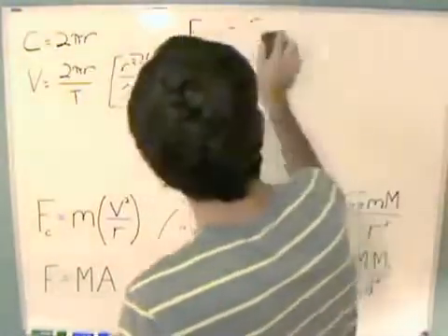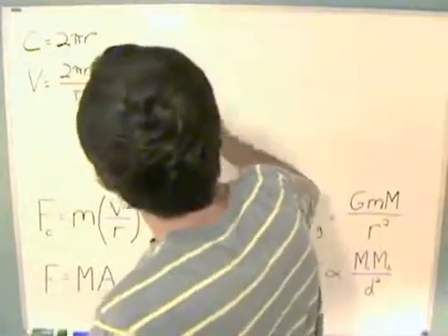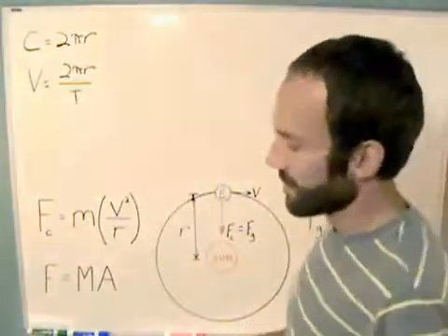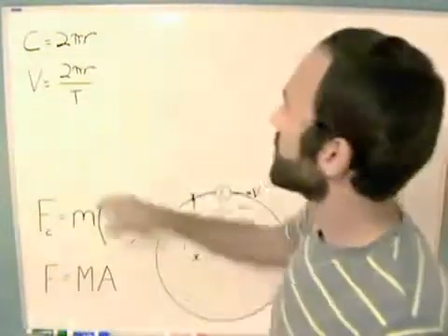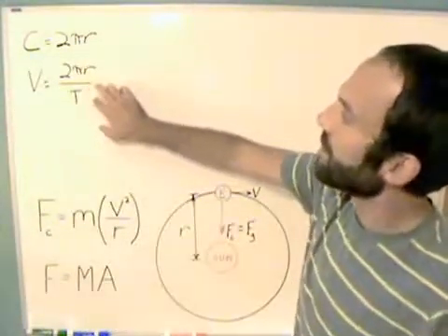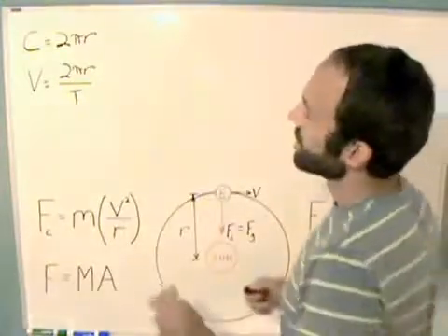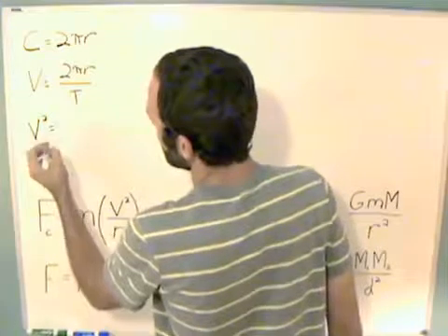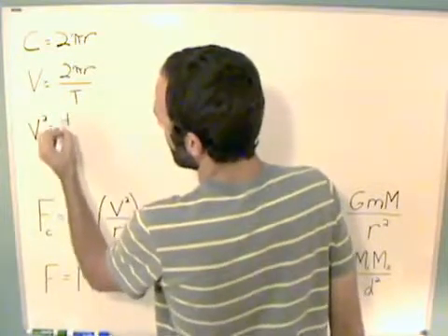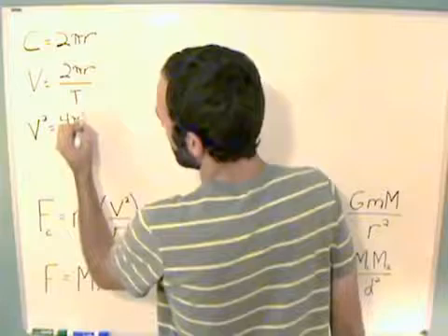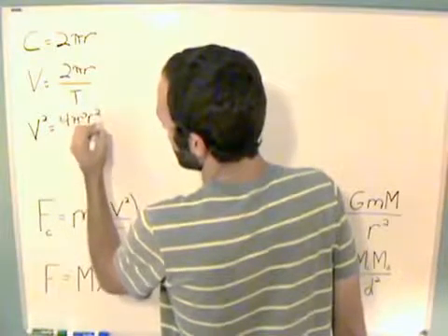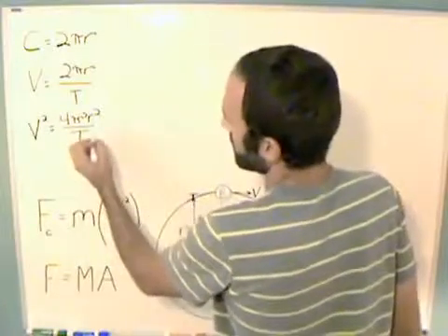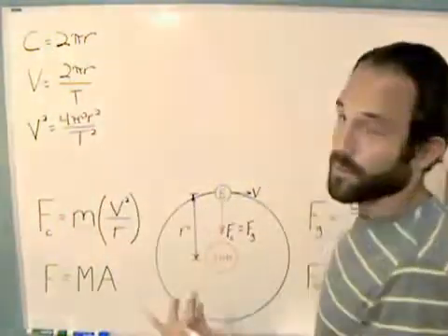Get that equation back up here. What people have realized, though, is since v is actually equal to 2 pi r over the period, you can say v squared is equal to 4 pi squared times r squared over the period squared. See, it's just this times itself, squared.